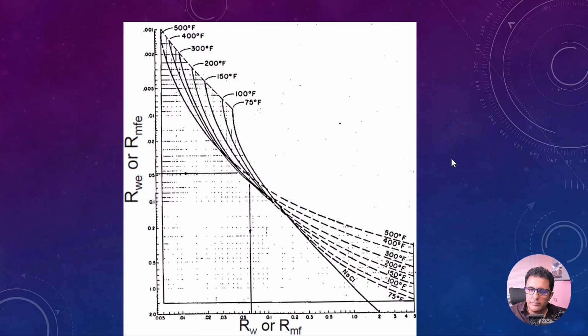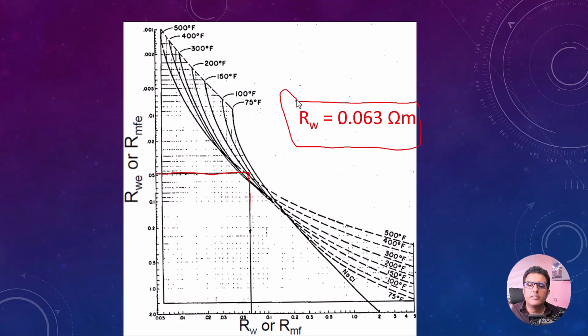0.048 ohm meter. And then if we go to the chart, we find the value here, we draw another line, and if we do that, we will find out that the value of RW is about 0.063 ohm meter. So this is the entire procedure. So if you don't like mathematics, then you may use this graphical method. But I highly encourage you to use that equation because it is less prone to error.